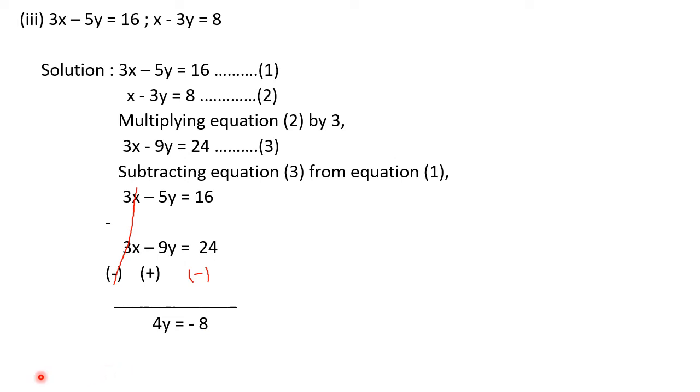Okay. So 4y is equal to minus 8, and therefore y is equal to minus 8 divided by 4, that is minus 2. So we got the value of y as minus 2. Now let's put this value in any one equation here. Let's choose the simpler equation, that is equation number 2. We will substitute y is equal to minus 2 in equation 2, and then we will get the value of x.